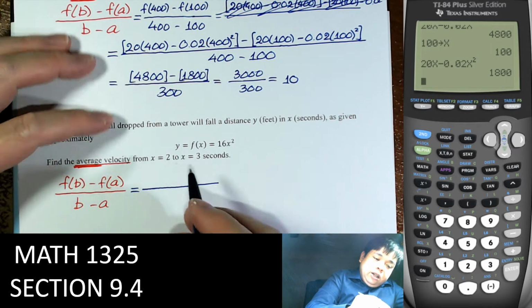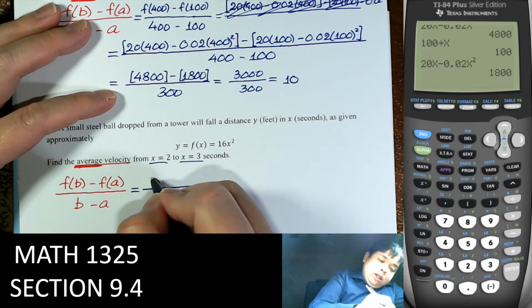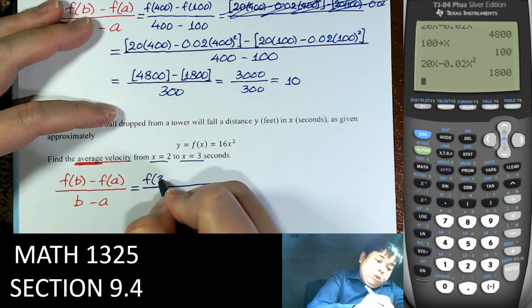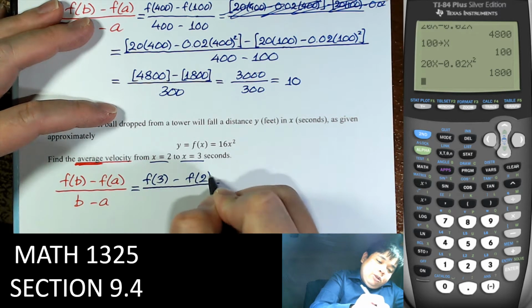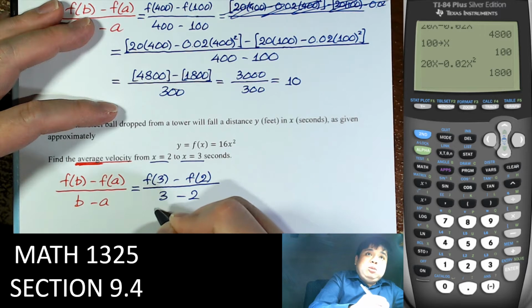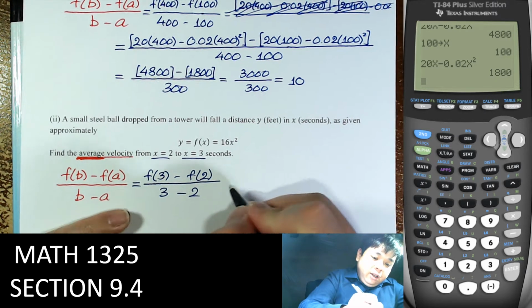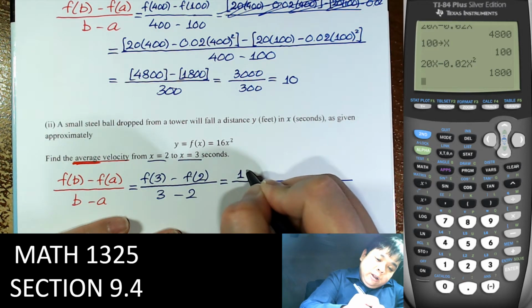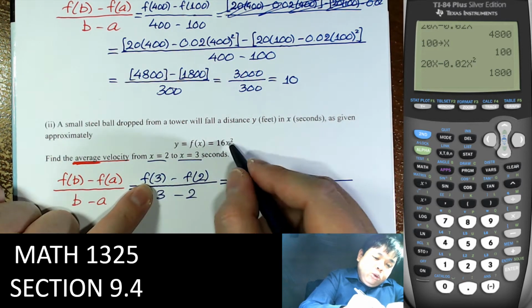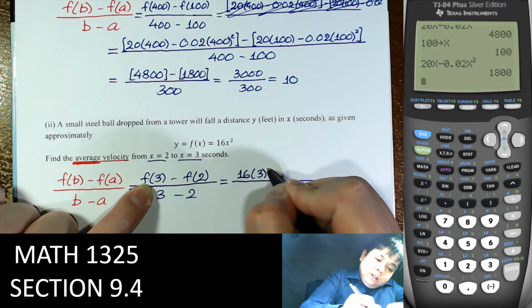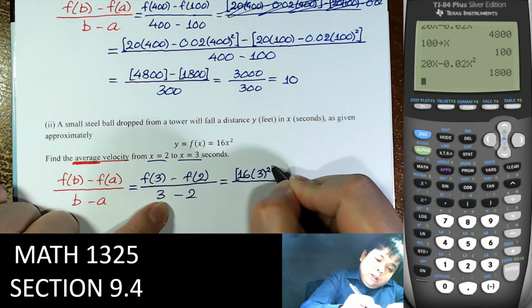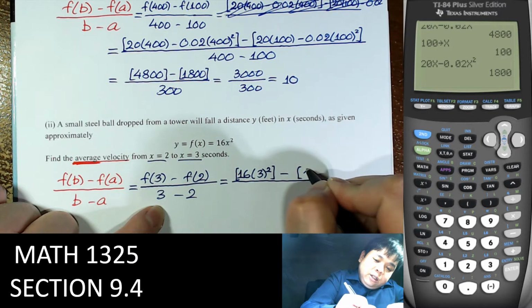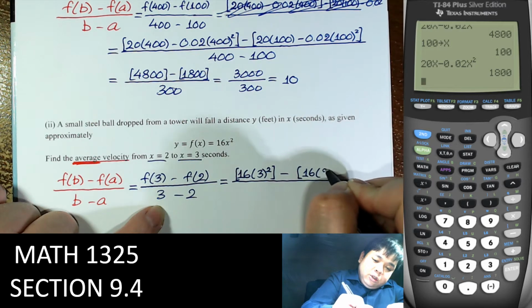So the function we have, x equal to 2 to x equal to 3. So again, we can call one of them a, the other one b. I just use 3, and then 2, and then 3, and then 2. This has to be consistent, right? Now put 3 in for x, and then minus 16 times 2 squared.